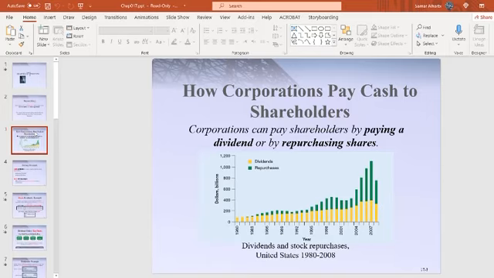And this graph shows whether the company used dividends or stock repurchase. This is for the United States from 1980 to 2008. So you can see the yellow one is dividends. Like in early 1980, there were only dividends. Then over time, we had more repurchases, the green. So over time, we are seeing now that companies repurchase their own shares instead of paying dividends, or they have dividends and also repurchases.